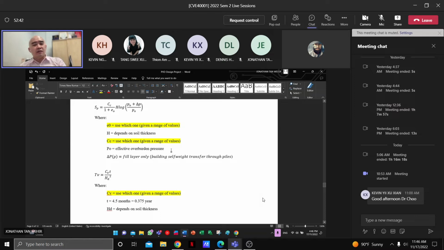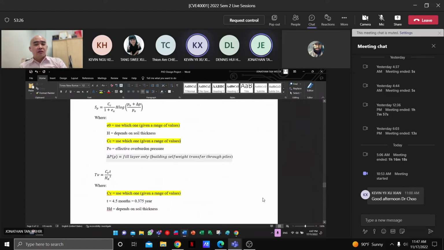The building's load is transferred through piles. No, I'm asking, is everyone clear on this? That's my question. The load of the building is transferred through the piles to the firm stratum below. So the surface layer doesn't have the weight. Are you clear on this? Because you must know how to explain this. There's a reason that the permanent load is the field layer only.